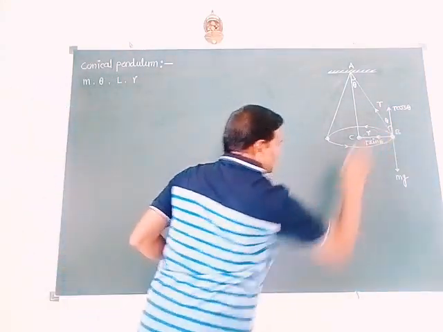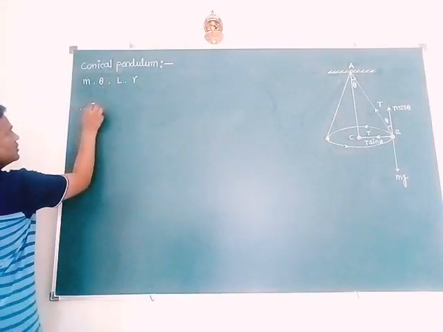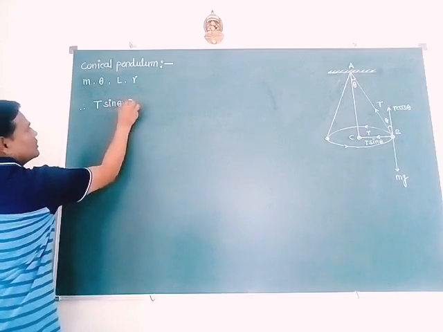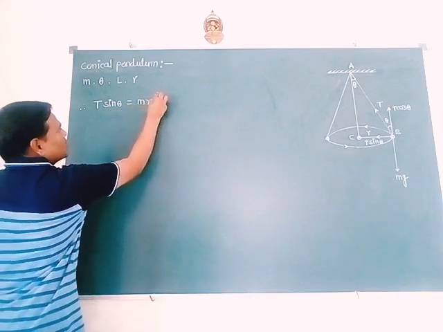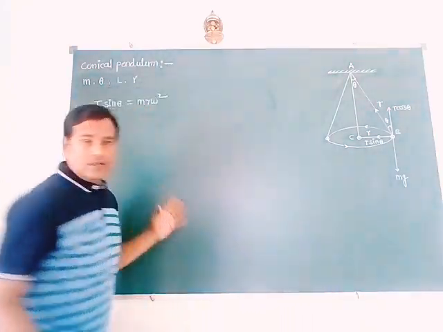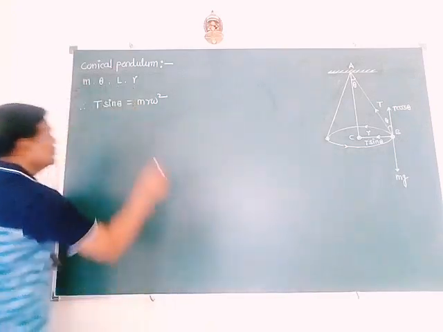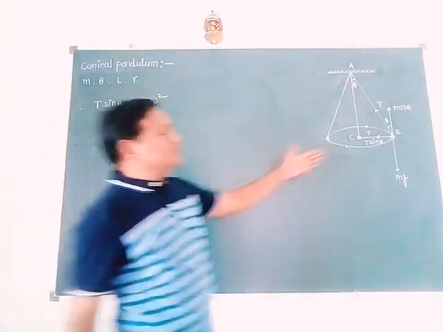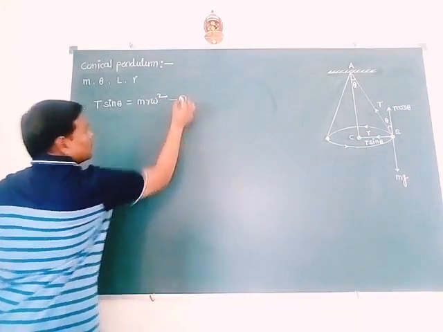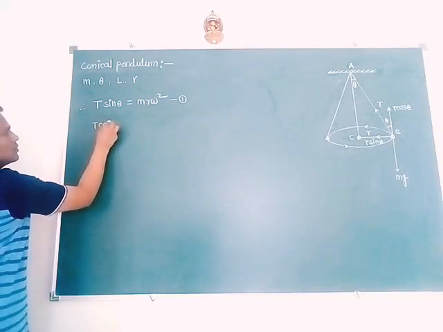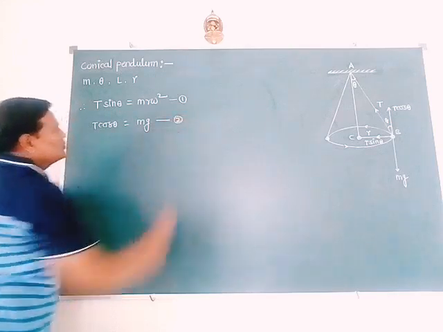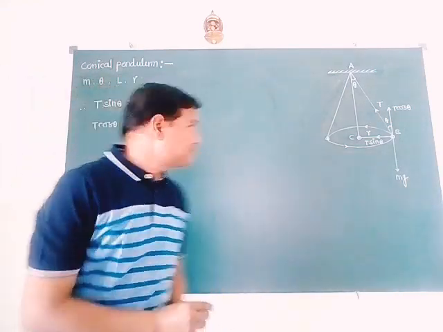This T sin theta provides the necessary centripetal force, so we can write T sin theta is equal to m r omega squared, in terms of angular velocity. You can also write the same in terms of linear velocity, m v squared by r. So T sin theta equals m v squared by r, the centripetal force towards the center of the circle. Call this equation number 1. And second, T cos theta balances the weight of the metal bob, so T cos theta equals mg.